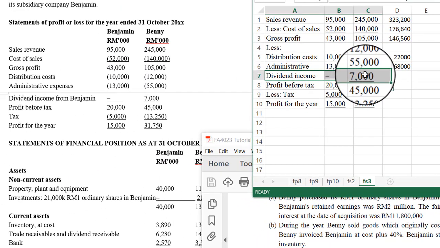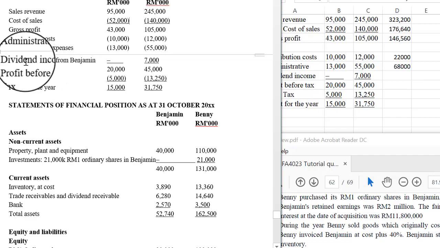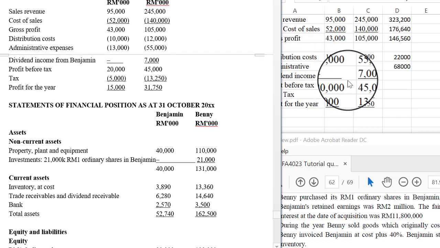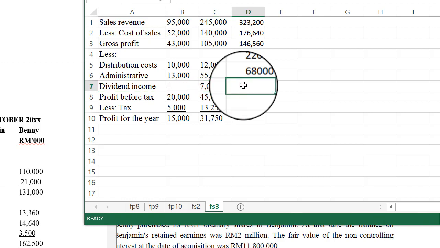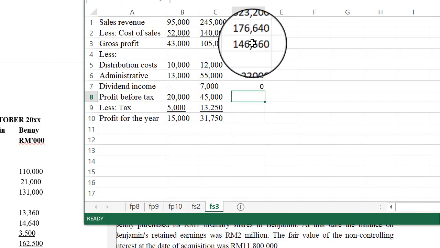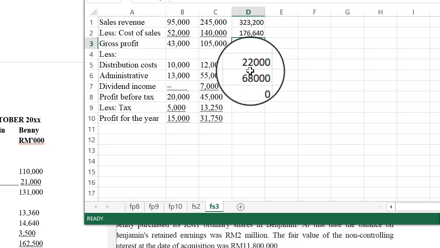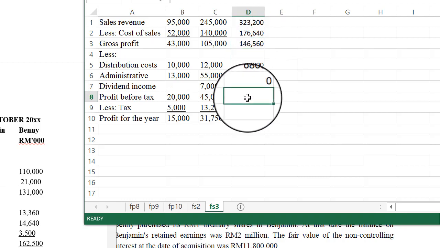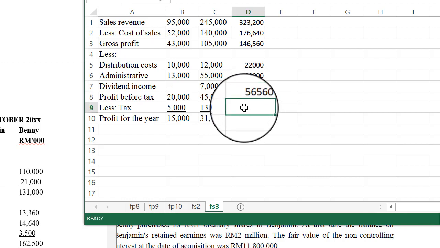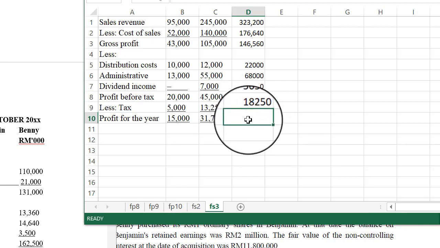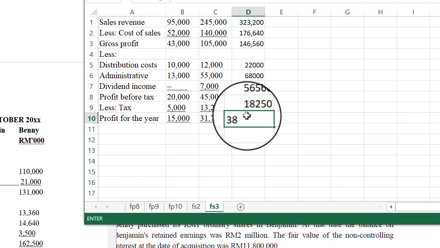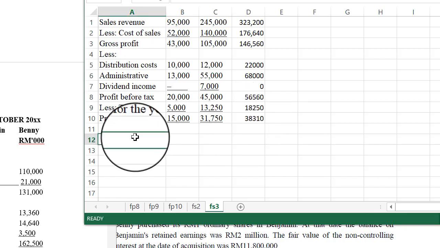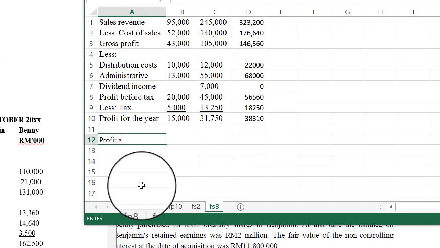Now dividend income. If you look at here, they mentioned this is a dividend income from Benjamin. So it's an intra-company transaction. So the 7,000 you have to minus off becomes 0. So now gross profit minus your distribution cost minus your administrative expenses. The total figures you have now is 56,560. Okay, minus your tax 18,254. So in total profit for the year is 38,310.